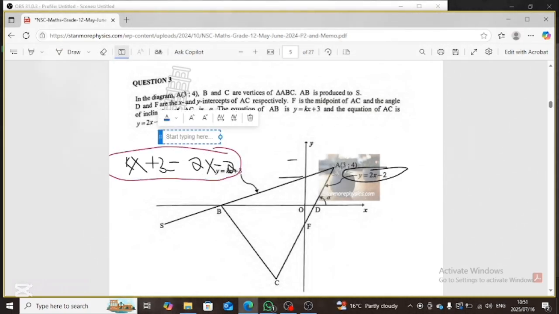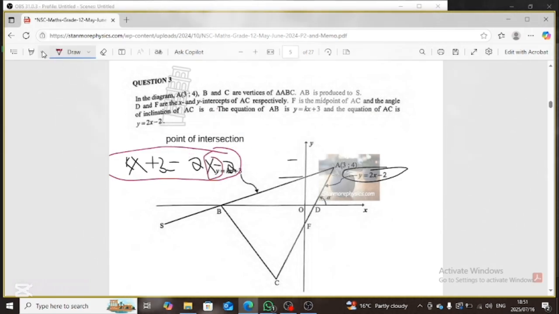And since we already know the x-coordinate of the point of intersection of the two straight lines, the x-coordinate is x equals 3. This x-coordinate is found at A. Where there's x, we substitute 3, giving us 3k plus 3 equals 2 times 3 minus 2, giving us 4.